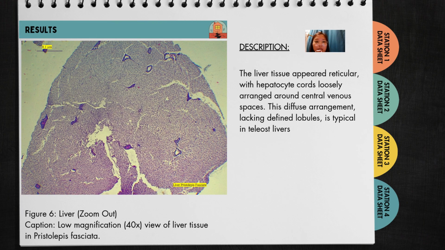Liver zoomed in using high magnification. The zoomed in view revealed polygonal hepatocytes with central nuclei and eosinophilic cytoplasm. Sinusoidal capillaries were visible between hepatocyte rows. This feature aligned with healthy hepatic tissue in fish, allowing efficient metabolic exchange.